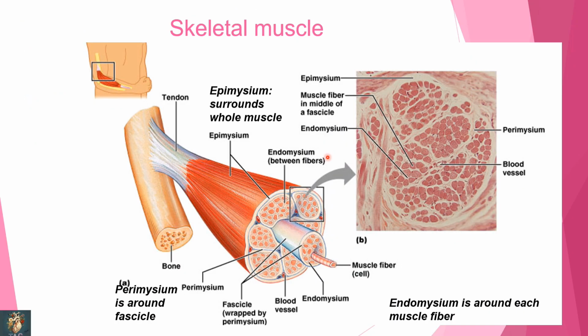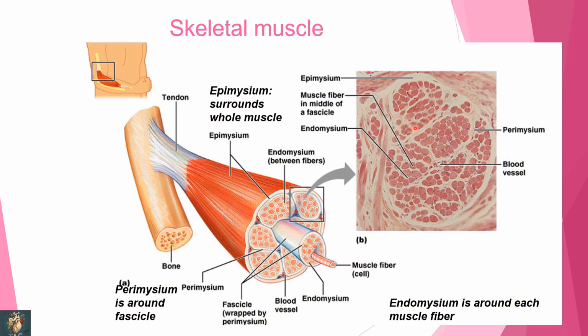So this is the section in which you can see this is the muscle fiber. This one is the muscle fiber, and it is covered by the endomysium. These muscle fibers combine to form a muscle fascicle, and these fascicles are covered by the perimysium. And these different muscle fascicles combine to form a muscle, and this muscle is covered by the epimysium. So the different layers, the epimysium, the perimysium, and the endomysium, are present.